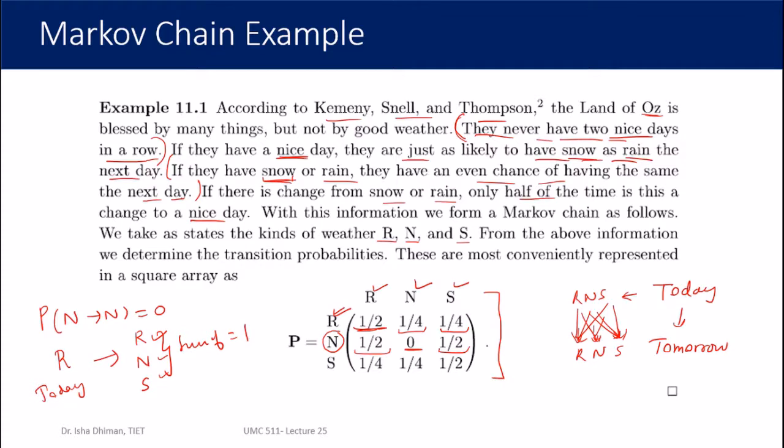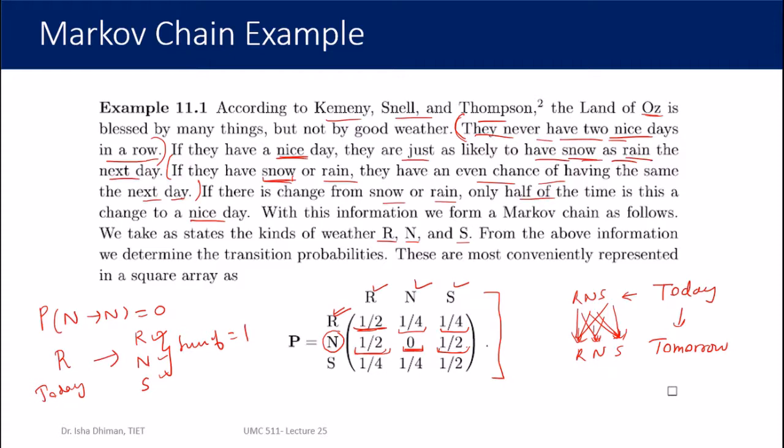So this information helps me decide that if this number is 0 and these are equally likely, the only possibility is that they are half and half. So that's why this is 1 by 2 and 1 by 2, right? And now you just continue the statement and get the other values.